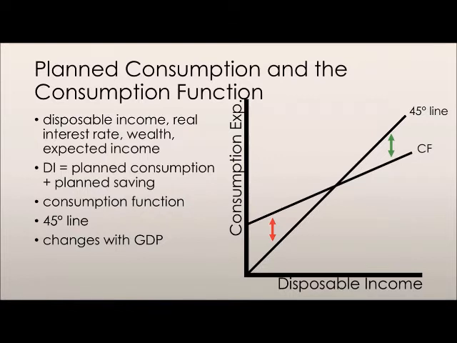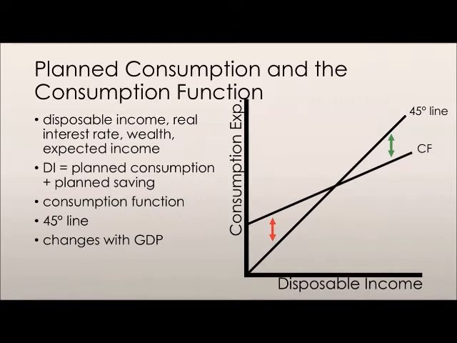Consumption, expenditure, and saving. When we talk about this, we're going to say that planned consumption plus planned saving is equal to disposable income. We're assuming that people in the economy only do two things. They consume and they save. Whatever they don't consume, they save. And whatever they don't save, they're using to consume. They're buying stuff with it. And that's why we say that that's equal to disposable income.